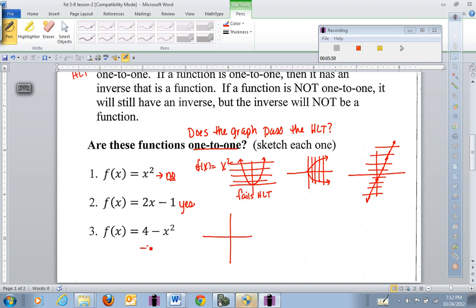Okay, and if I'm looking at 4 minus x squared, and maybe a better way to write that would be minus x squared plus 4. So that's going to be a parabola. It's been moved up 4, and it opens downward. So it's going to look something like this, where this is going to be (0, 4). Well, once again, does that parabola pass the horizontal line test? And the answer is no. So it's not a one-to-one function. It's not considered one-to-one.